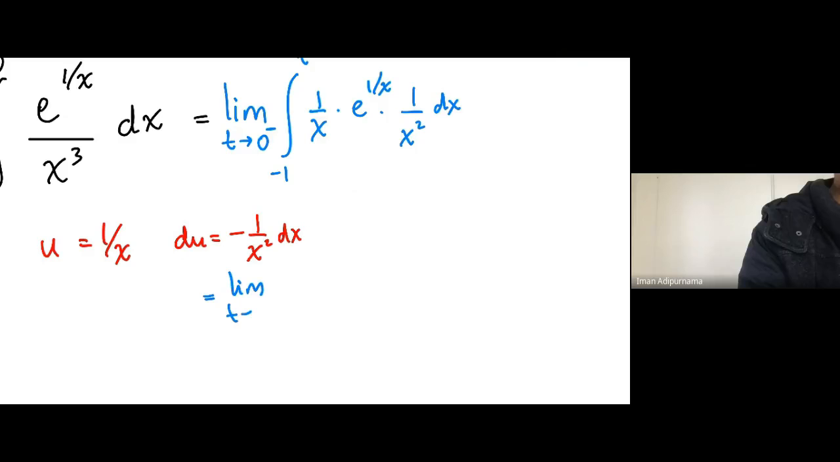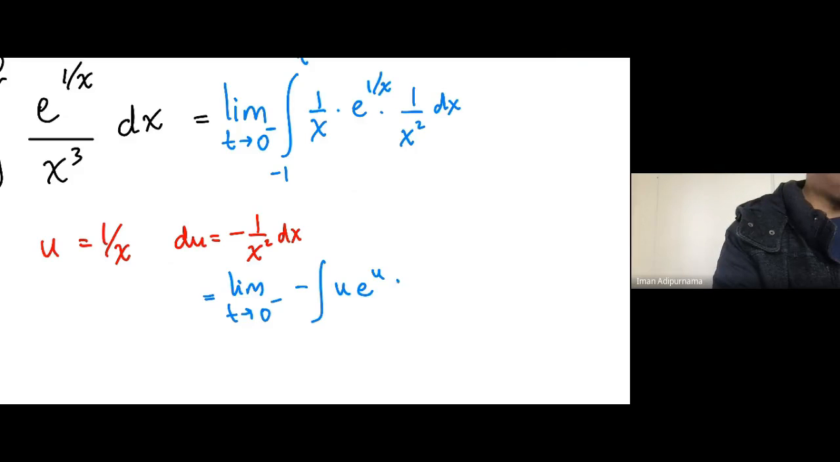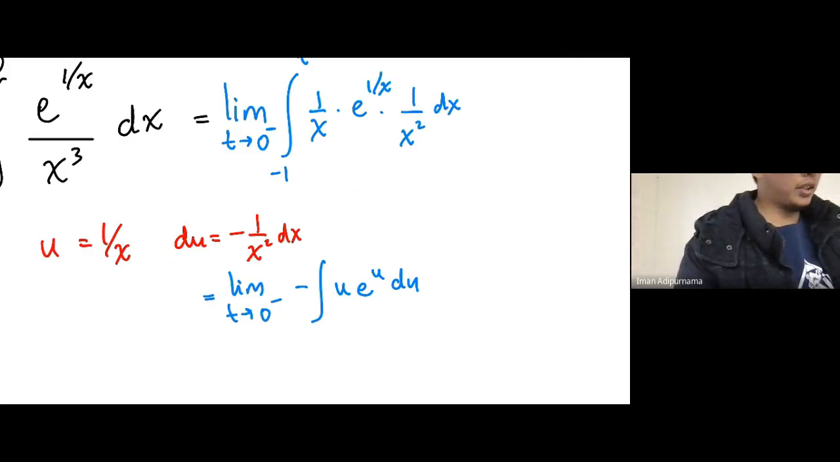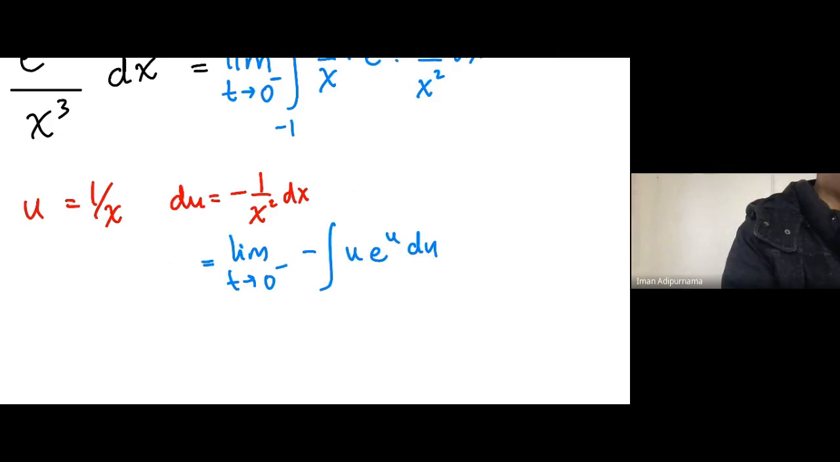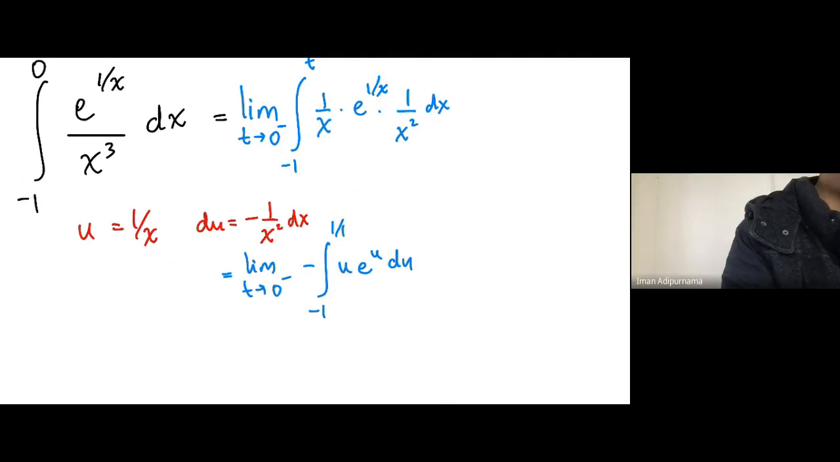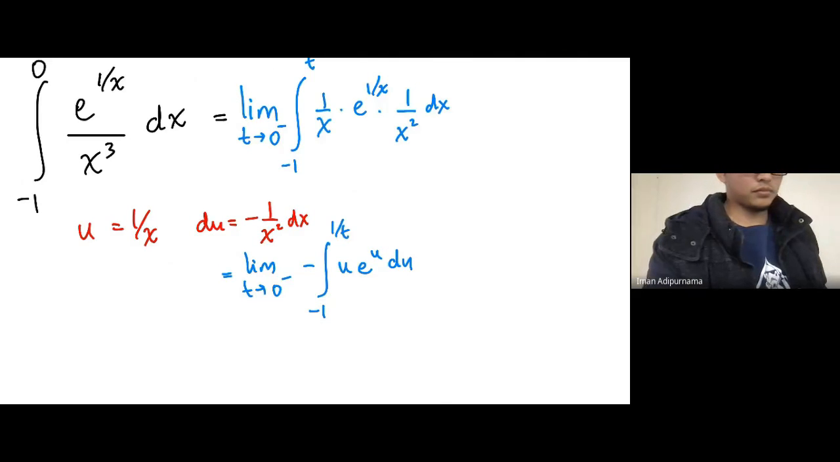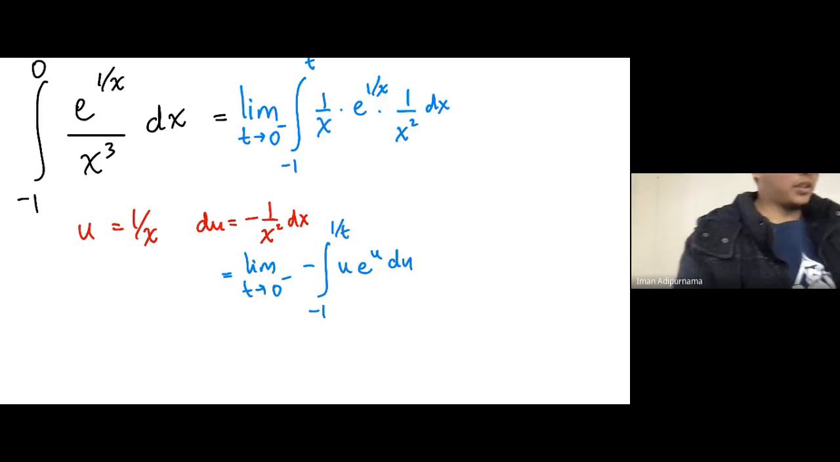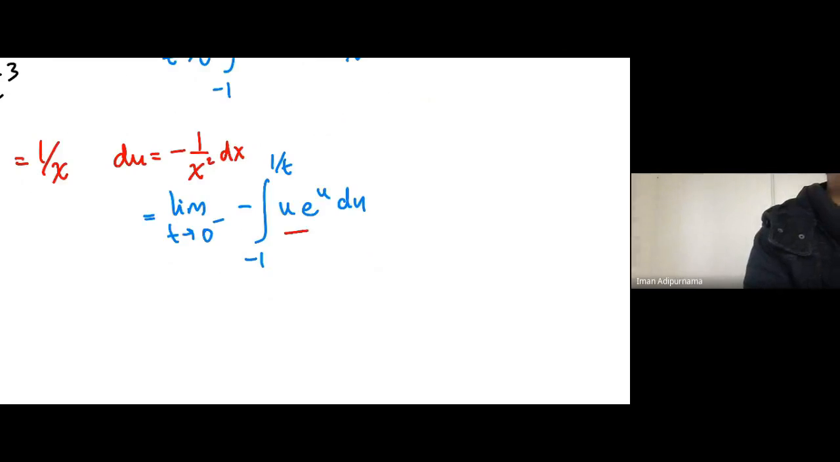the limit as t approaching 0 from the left of negative integral of u e^u du, and then changing all the -1 to 1 over t, right? Okay, now we need to solve these integrations.